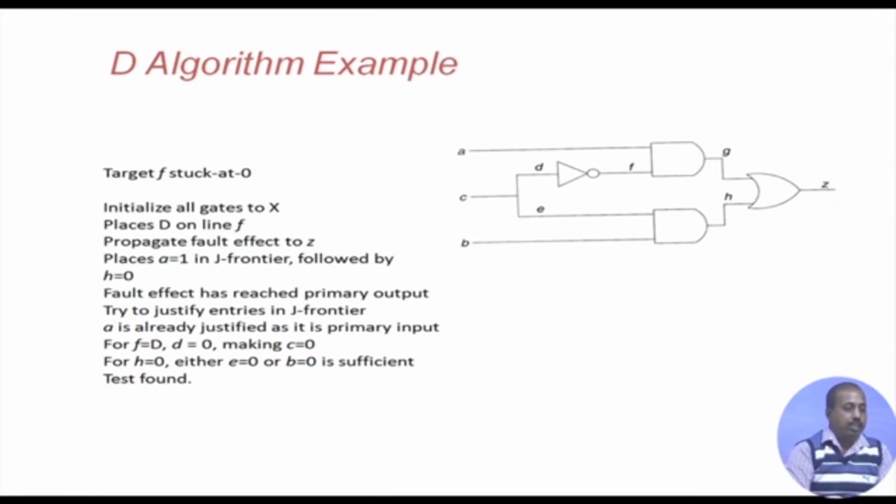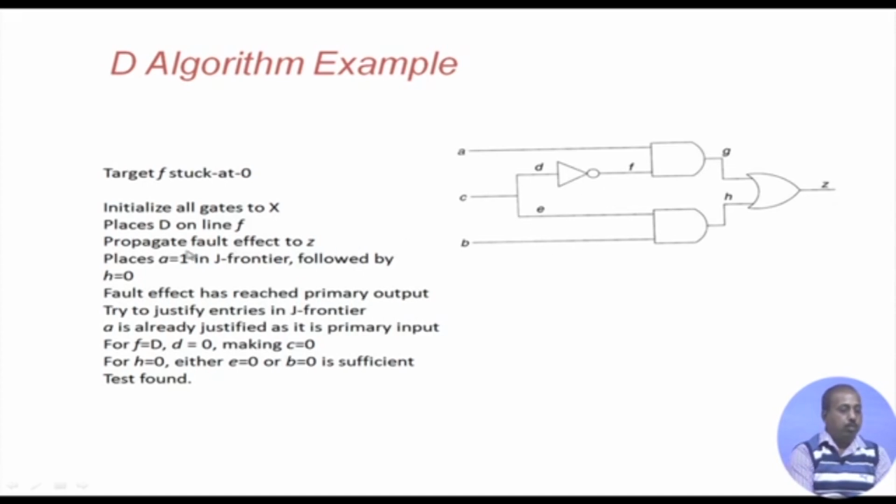We can better understand it by means of an example. Suppose this is the circuit that we have and we are targeting the fault f stuck at 0, so this particular point stuck at 0. Initially all lines in the circuit are set to x, and we place D on line f. So, line f is set to D and the rest are all x.